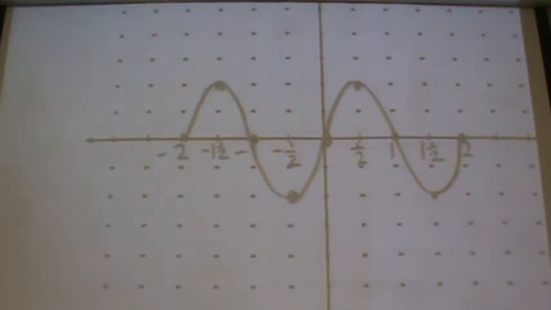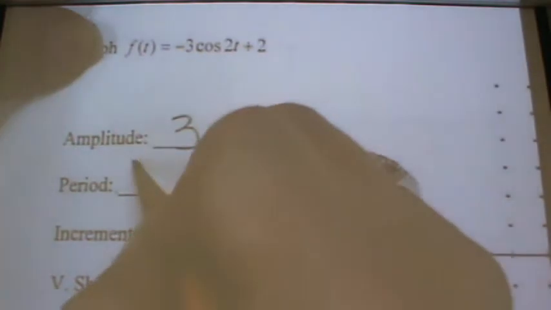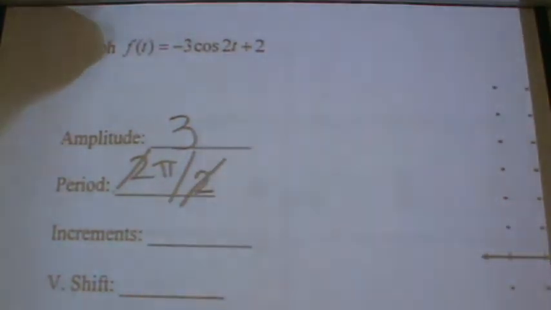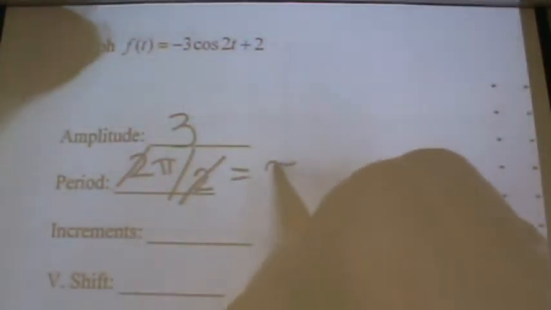Anyone have any questions? Okay, next one. So, what's the amplitude here? 3. Your period, you're going to do 2 pi divided by the b value, which is 2. What happens here? Those cancel, so your period is really pi.